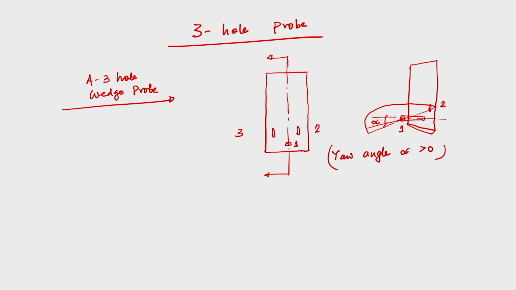So, see, this is the construction of a 3-hole probe. We can see there are 3 holes, 1, 2 and 3. 1 is the central hole, and 2 and 3 are placed, one on the left side, the other on the right side, about the axis of the probe. Now alpha, that is the yaw angle, because as I said the probes are used to measure the flow angle. So 2 different angles we can measure, that is the yaw angle and the pitch angle. This view is shown on the right side.